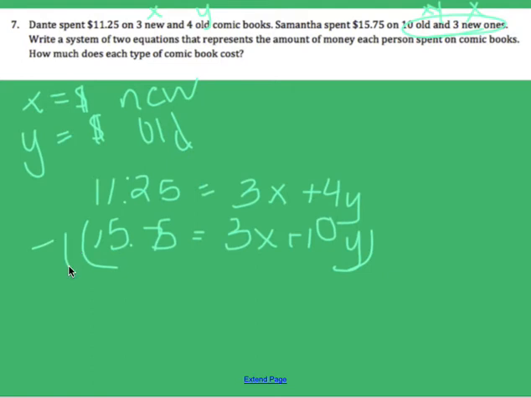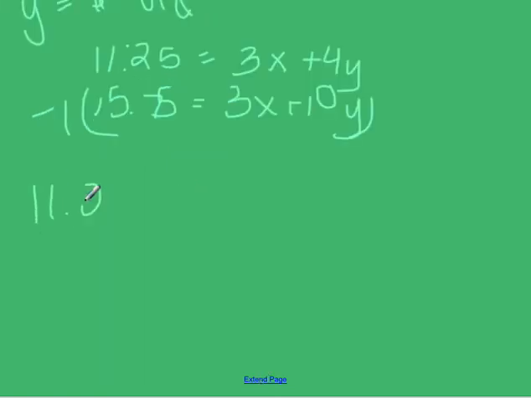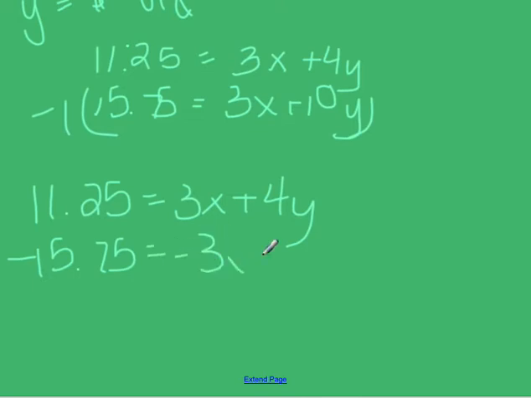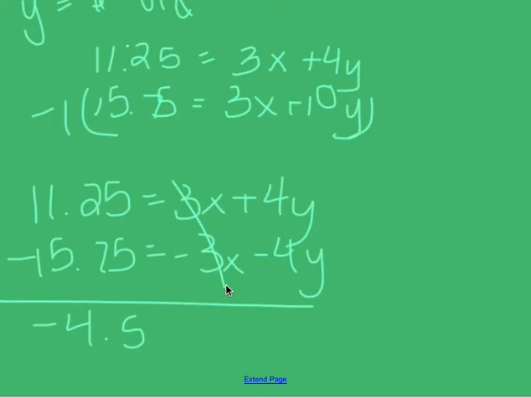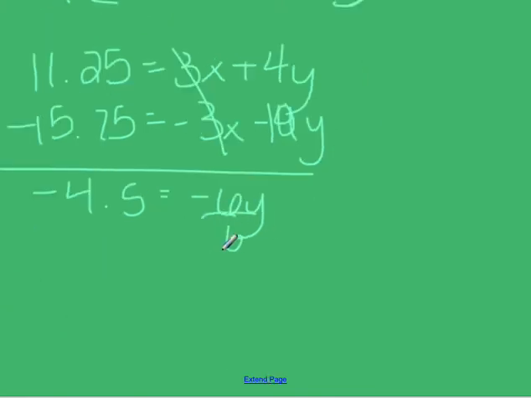All we have to do is make the bottom one negative. So we change the sign. So we have 3x plus 4y equals 11.25, then we get negative 15.75 is equal to negative 3x minus 10y. So now we're going to add down the columns. When we do that, we get negative 4.5 here. These cancel out, and this should be 10y, and that's going to be negative 6y. Divide both sides by negative 6, and we end up getting that y is 75 cents.